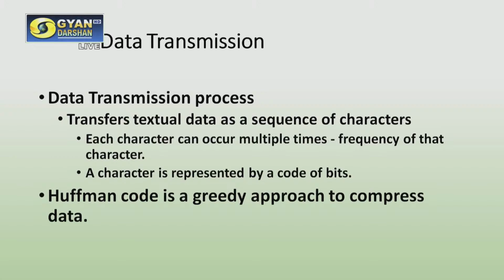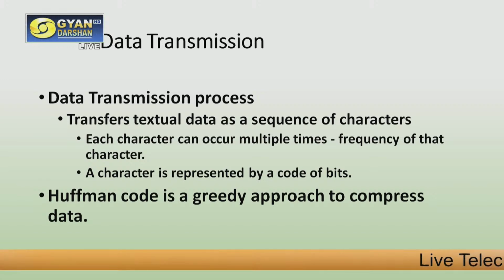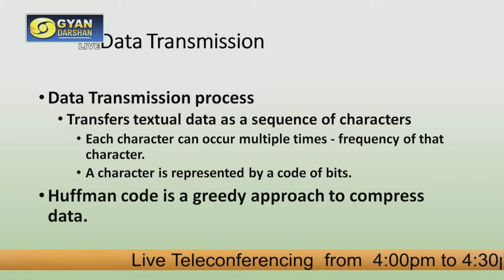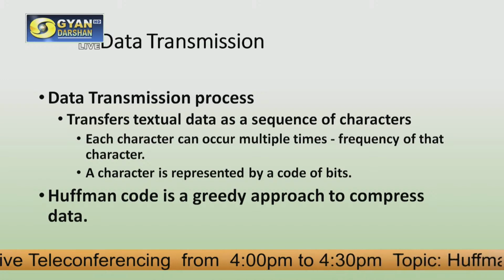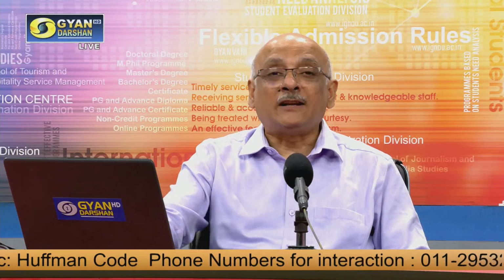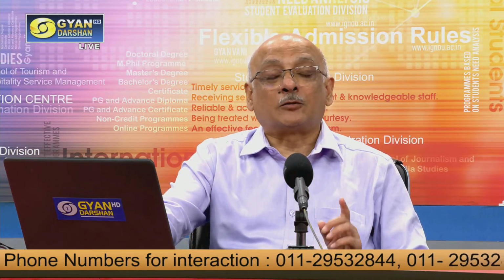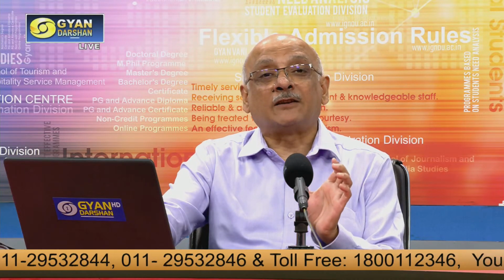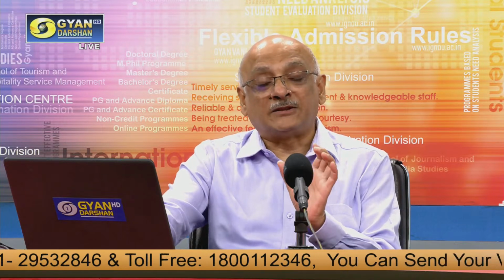Well, the data transmission process requires transfer. Basically, it transfers textual data as a sequence of characters. Each character can occur multiple times, and that means there is a frequency associated with each of these characters. As it goes in the computer, every character is represented with the help of some code. Now, the total size is the code length multiplied by the number of characters, right? That forms the total size of the data transmission.